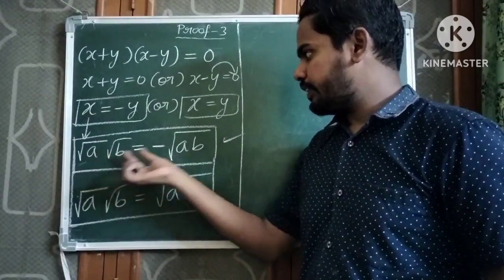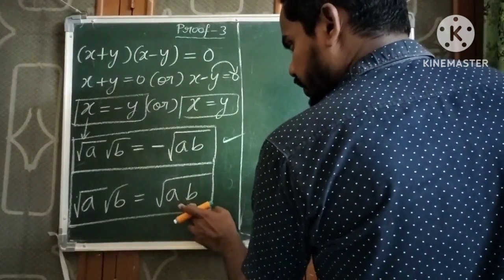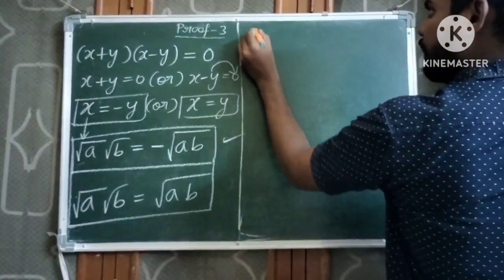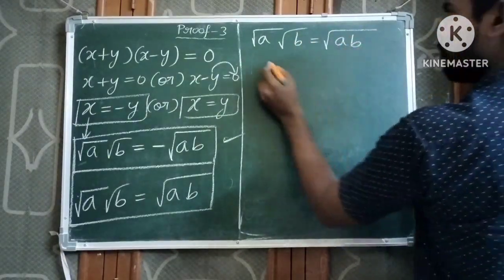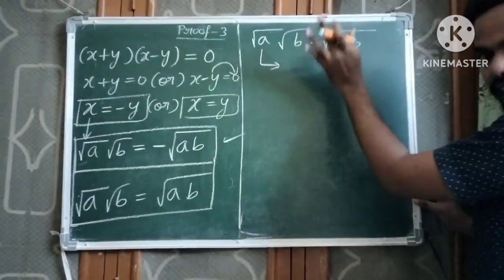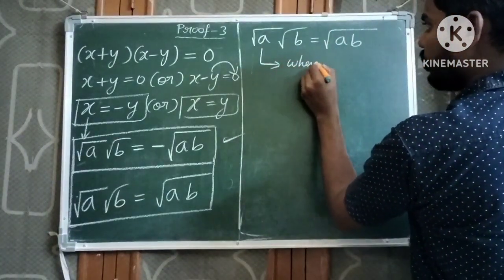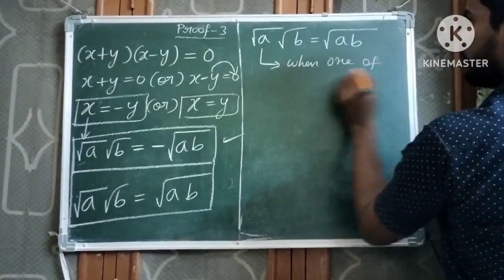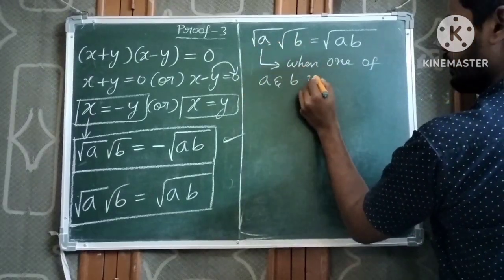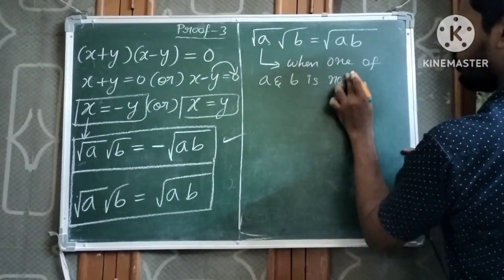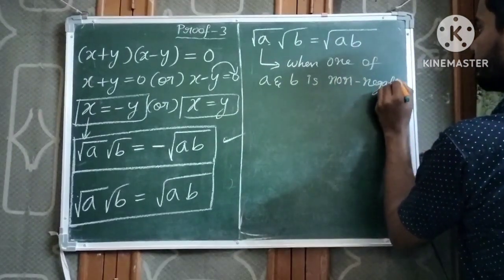So root a into root b is equal to minus root ab, or root a into root b is equal to plus root ab. This formula, root a into root b is equal to root over ab, is valid when one of a and b is non-negative.